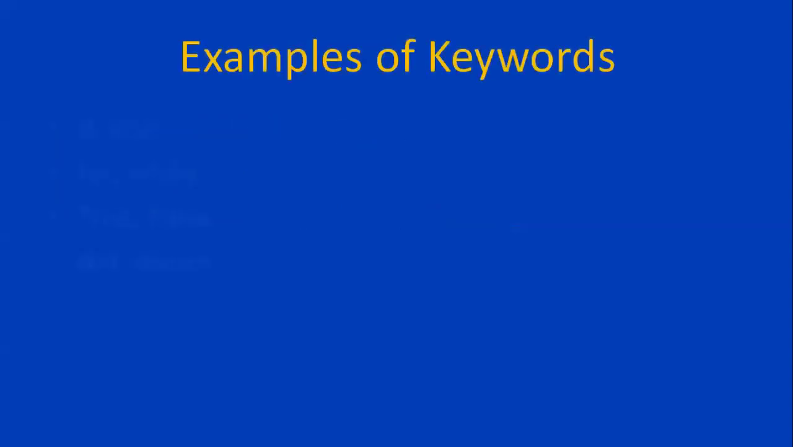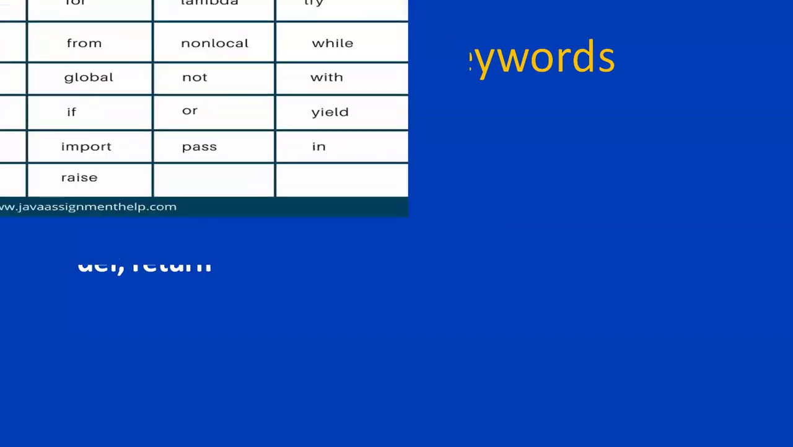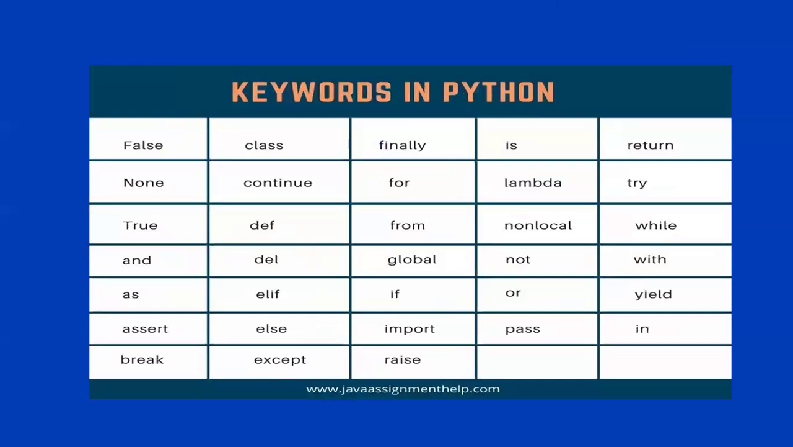For example, we have keywords in Python such as if, else, for, while, True, False, def, return. These all have some special meaning and are used for some special purpose. If is used for condition checking. If the statement is true, then that block of statements will be executed. So it has a special purpose. These words are reserved, so we cannot use these names as variable names. These are all the keywords we have available in Python.